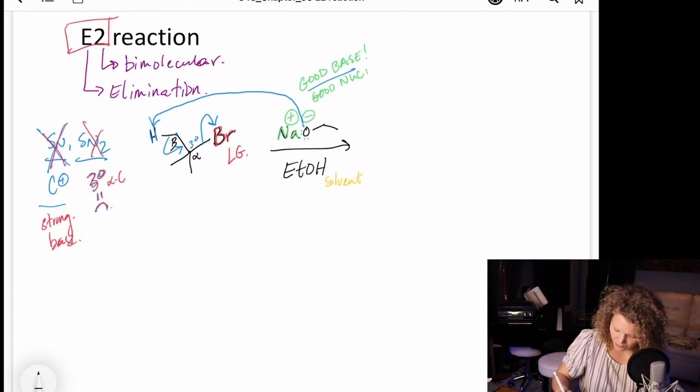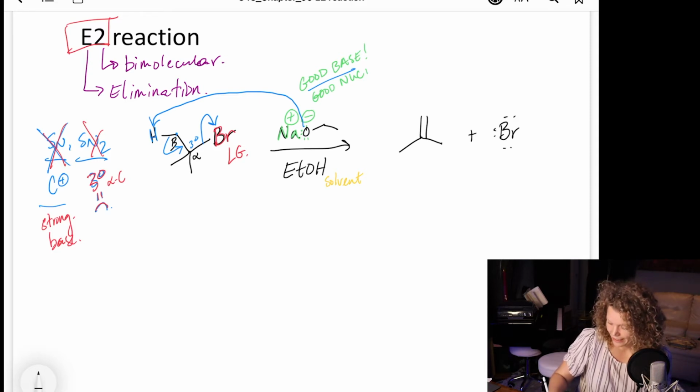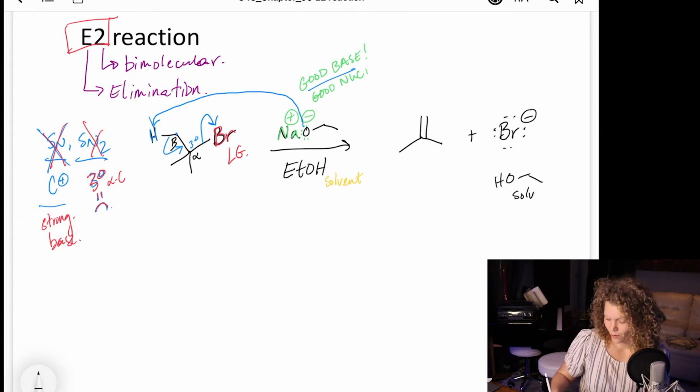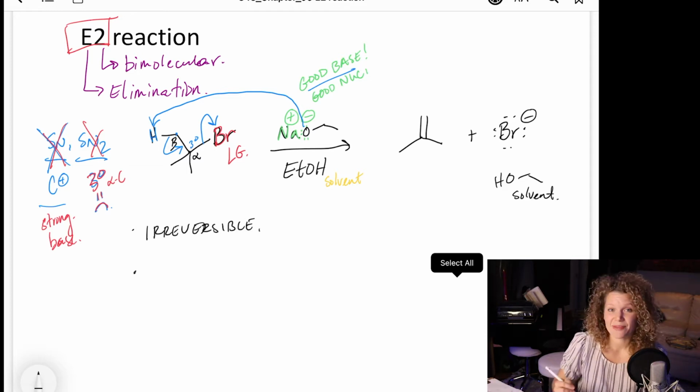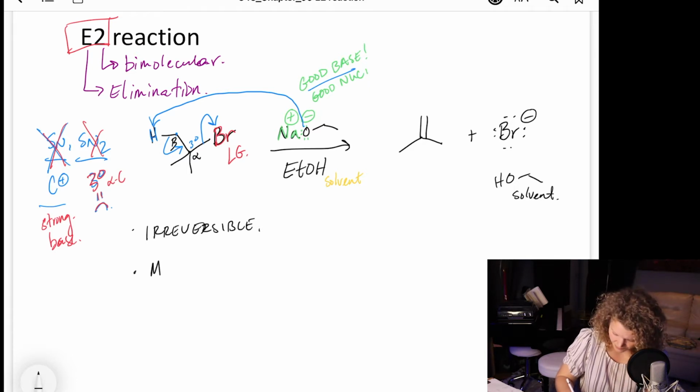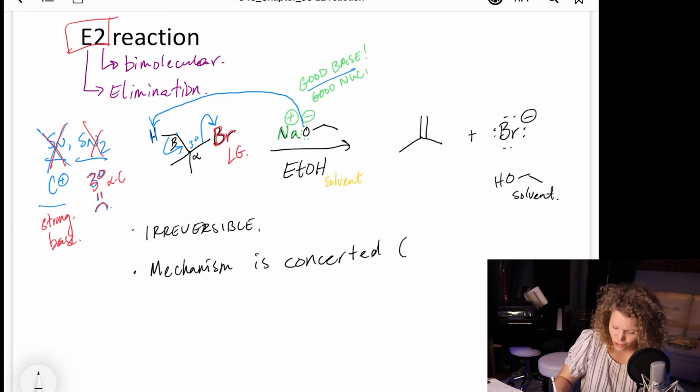Let's draw the product of what we have. We just made a new double bond, and we lost bromide ion, this bromide anion. And then we formed more ethanol, which is really just more solvent. Okay, this reaction is irreversible. And this mechanism is concerted. Now, concerted just means that it all happens at the same time. This is just like SN2.